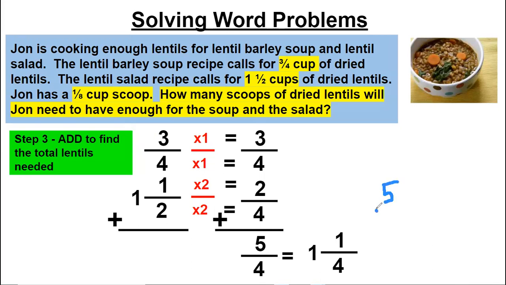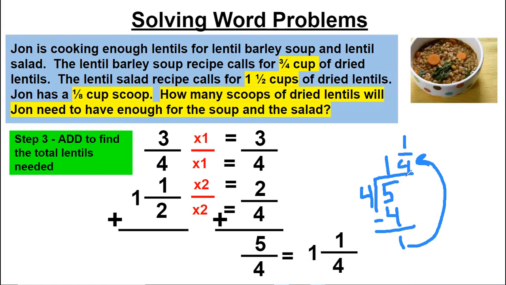But I put the 5 on the inside and the 4 on the outside. 4 goes into 5 one time. 4 times 1 is 4. 5 minus 4 is 1. That 1 comes up and becomes my numerator, and my bottom number stays a 4. So that's where I got the 1 1/4. However, I have this 1 over here yet that I have to add. So we've got to add that in yet.